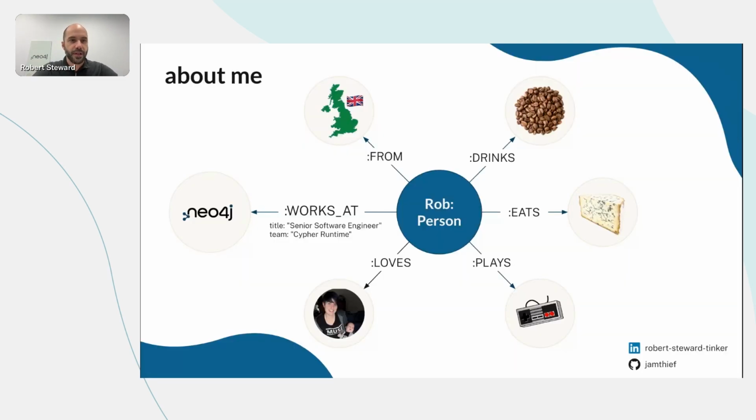So first, a little bit about me. My name is Rob. I work at Neo4j as a software engineer in the Cypher runtime team. Our team's work revolves around query execution in Neo4j. We mostly maintain the code that executes a planned Cypher query, builds the result set, and then sends it back to the user. As well as that, I'm from the UK.